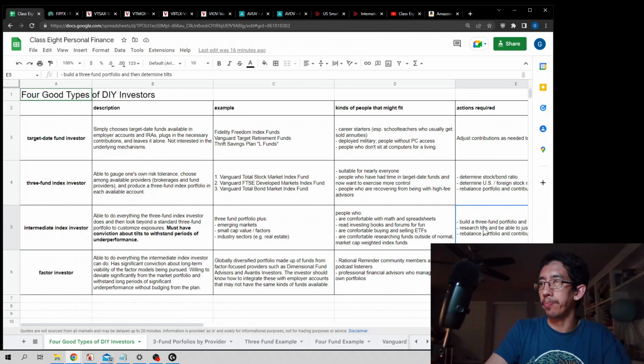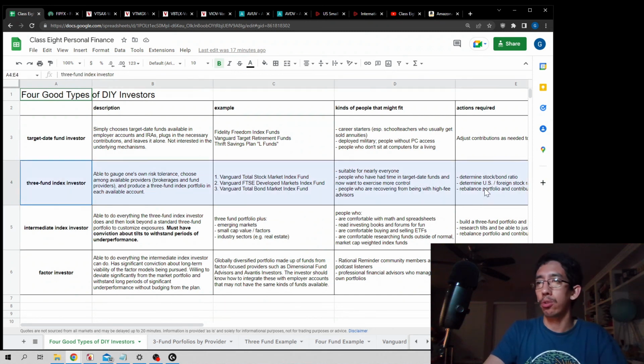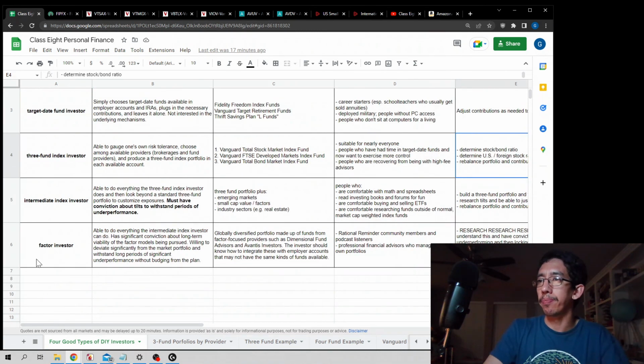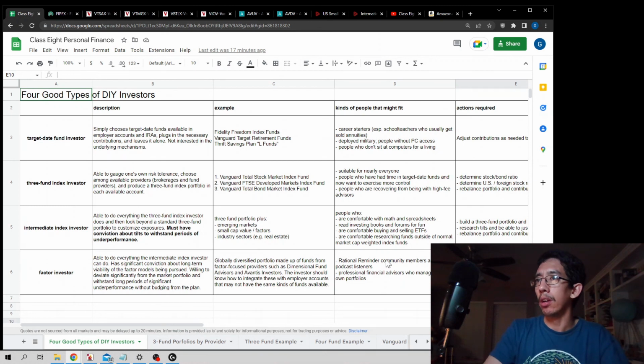But eventually, you're going to have to have some conviction about maintaining that tilt. If you're not going to have that conviction and you are liable to give up on that tilt when it starts underperforming, you're going to want to just stick with a three fund portfolio, and there's nothing dishonorable about that. In fact, it might be the most rational and come out with the best result because it prevents behavioral mistakes. And then finally, with the factor investing, it is definitely not for everyone.